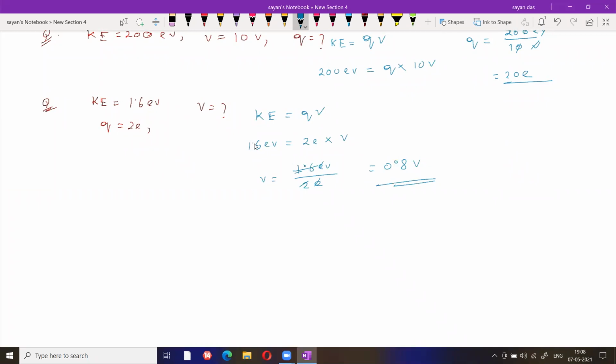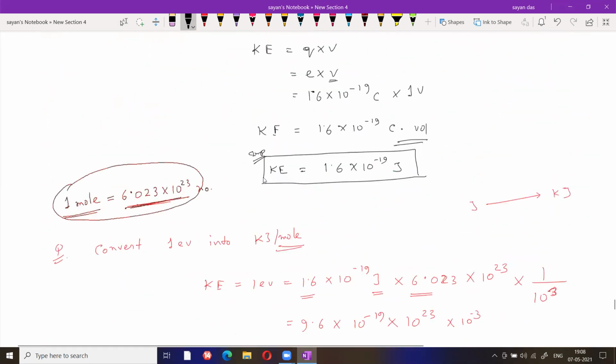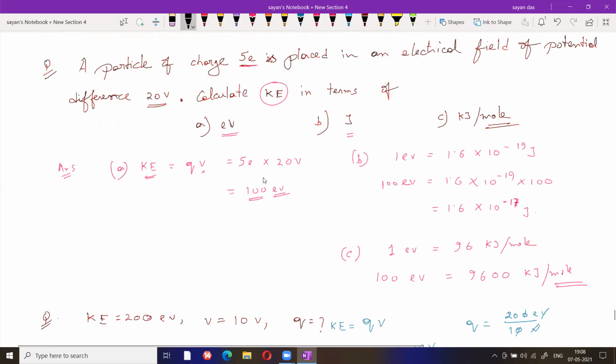Any doubt regarding this part? Up to that part, any doubt? Do you have any doubt regarding this part? No, sir. Second part completed.